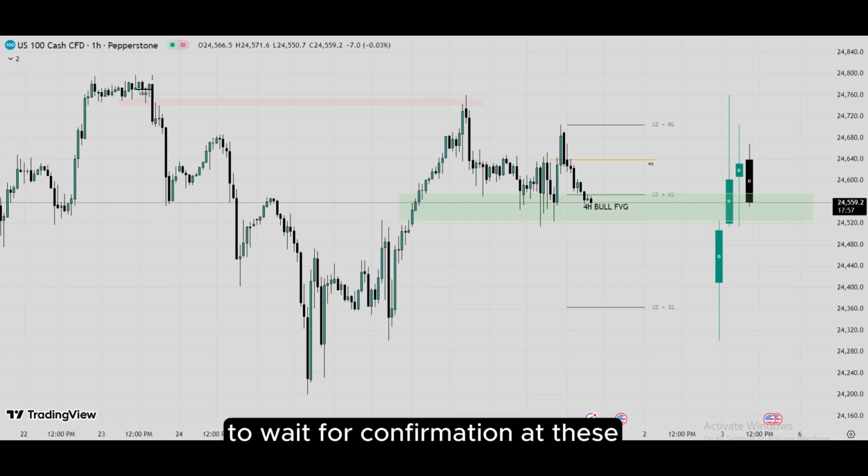Remember, it is crucial to wait for confirmation at these key levels before committing to a trade toward our identified targets.